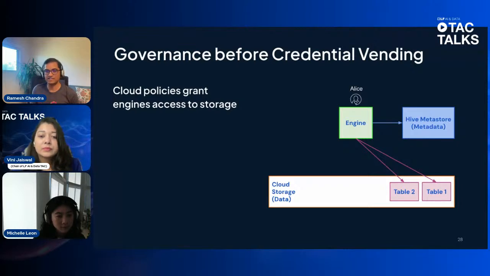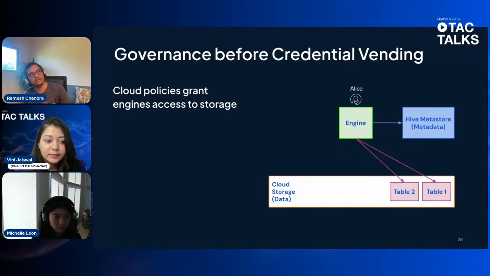The metadata itself tells the engine where to fetch the data from, right? It's the path for the table, and the engine uses that path to fetch the table from cloud storage. So for the engine to be able to perform this processing, it needs to get access to both the metadata and the data. Typically, today the access to the metadata is pretty broad. The engine gets complete access to the Hive Metastore. And access to the data itself is generally done using the cloud storage access policies.